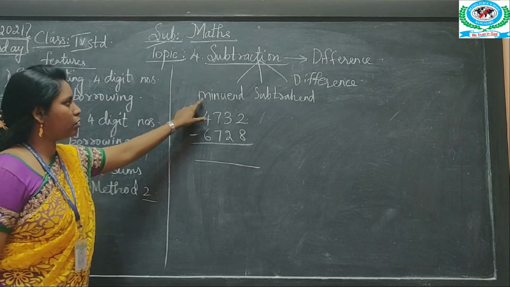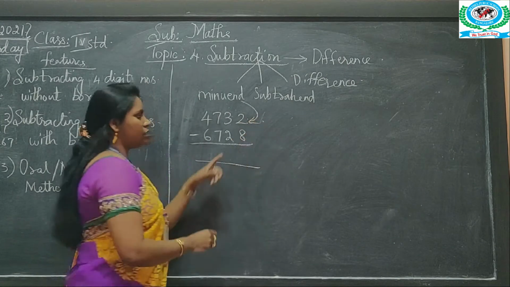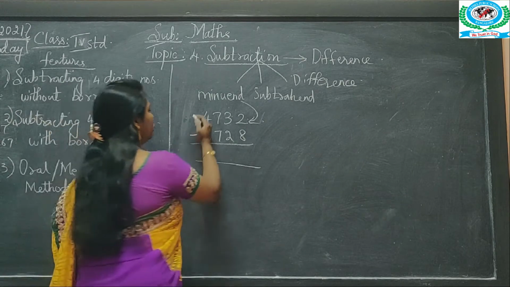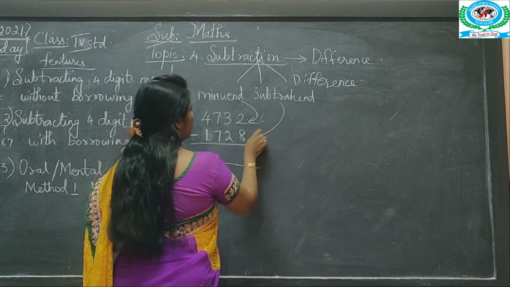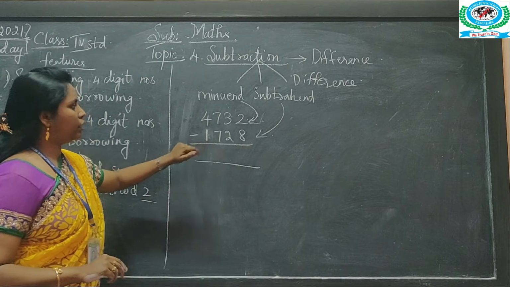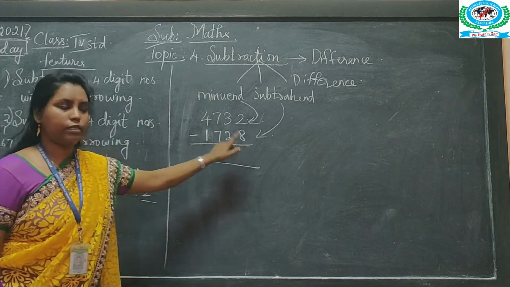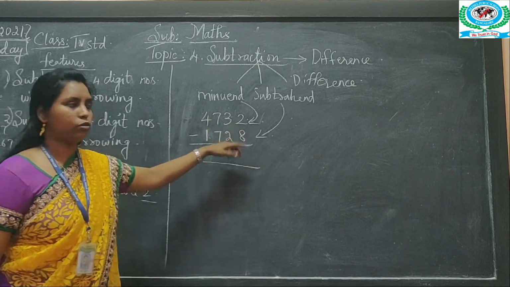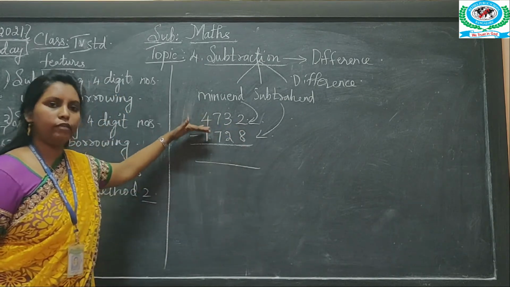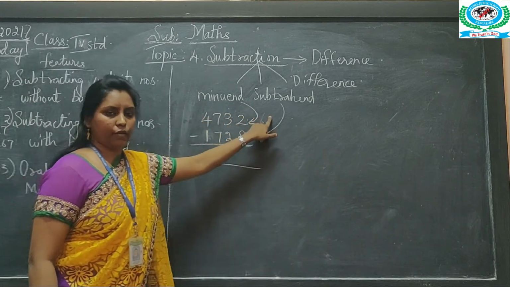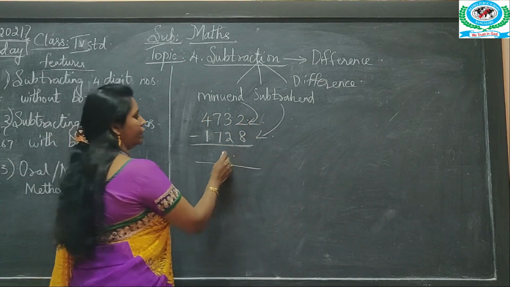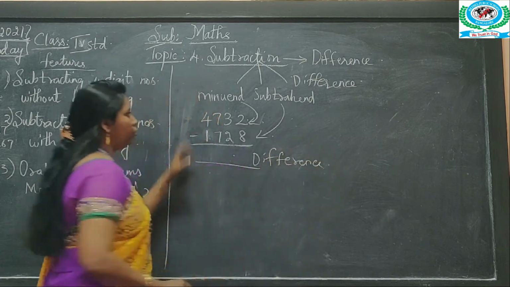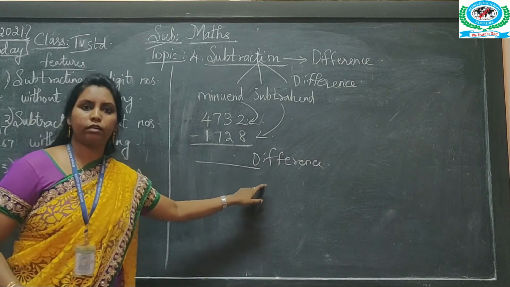The upper number is called minuend. Okay. The second number which is to be subtracted from this number is called subtrahend. Okay. So here 1728 is subtracted from 4732. So this is the number which is to be subtracted from this number is called the subtrahend, and the answer which you are getting, this is called the difference. Okay. So minuend, subtrahend and difference.